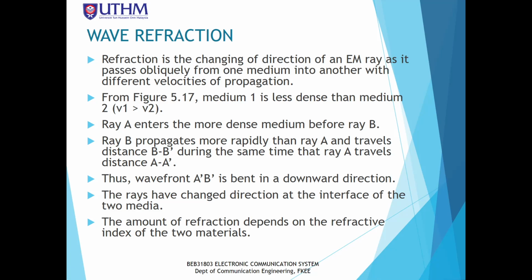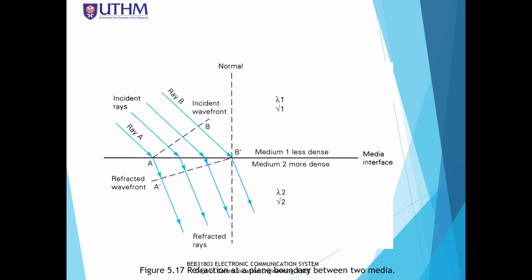This is what we call in Malay pembiasan. If you see here, it shows how refraction happens. When the wave travels from medium 1, which is less dense, it travels in this direction. In these directions, you're going to see that instead of going straight, the wave will bend into a different angle.